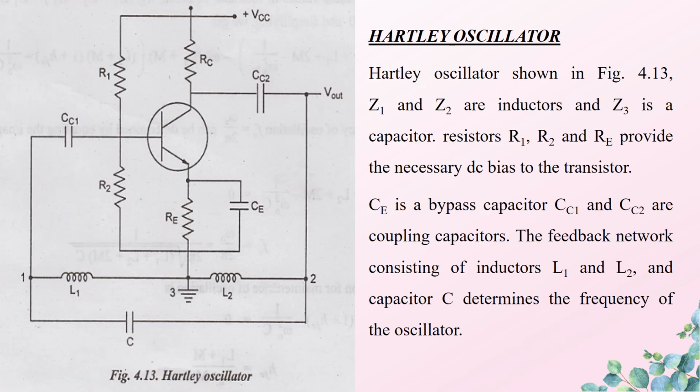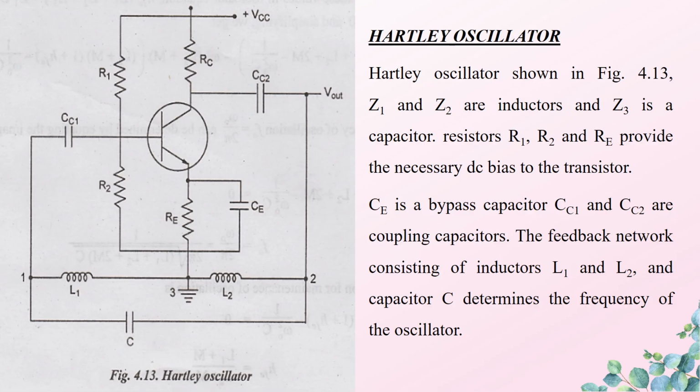So this is the circuit diagram of Hartley Oscillator, which consists of a voltage divider bias transistor network, and into that in the feedback connection we have connected two inductors L1 and L2, which is connected in turn with the capacitor C. So the Hartley oscillator consists of two inductors and one capacitor in the tank circuit.